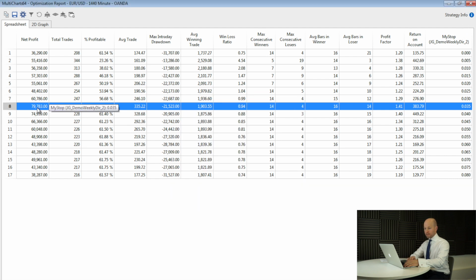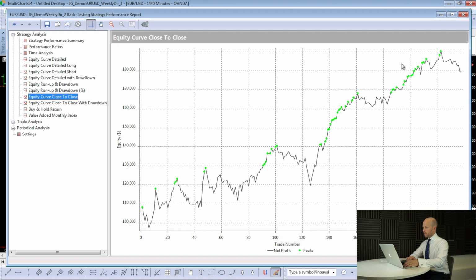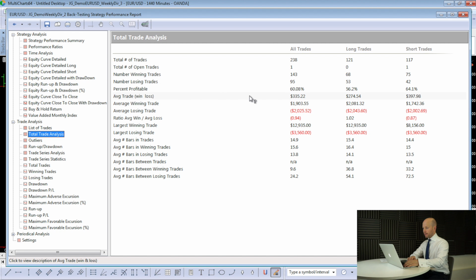Well, we already know it's making 79,000 rather than 36. Looking at the equity curve, it's much nicer. That's actually quite pleasing. And like I say, it is one of those rare cases where a stop loss has actually improved the strategy. Looking at the equity curve close to close, we can see the green dots, new highs, which is quite nice. Total trade analysis, we've got quite a large average trade at $335. Don't forget, this is already including some costs. Percent profitable, about 60%. Average days in the trade is about 15.